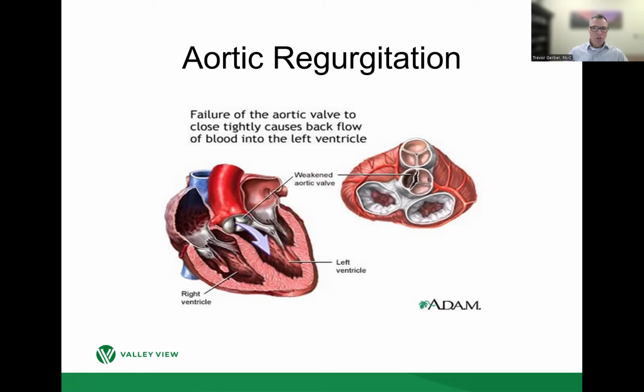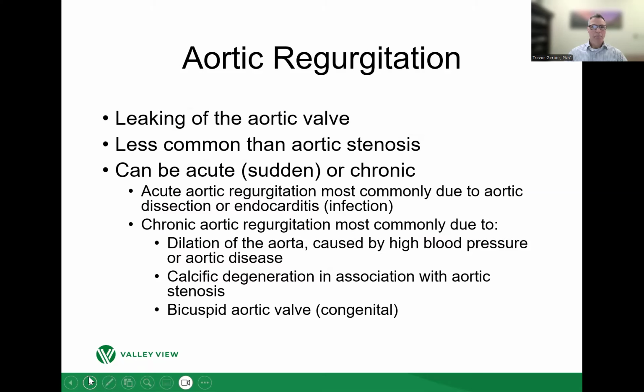On the right side of your screen here, you can see this three-leaflet aortic valve that is supposed to be in a closed position, but has weakened cusps that keep the valve open. Aortic regurgitation is less common than aortic stenosis. It can be acute or chronic.